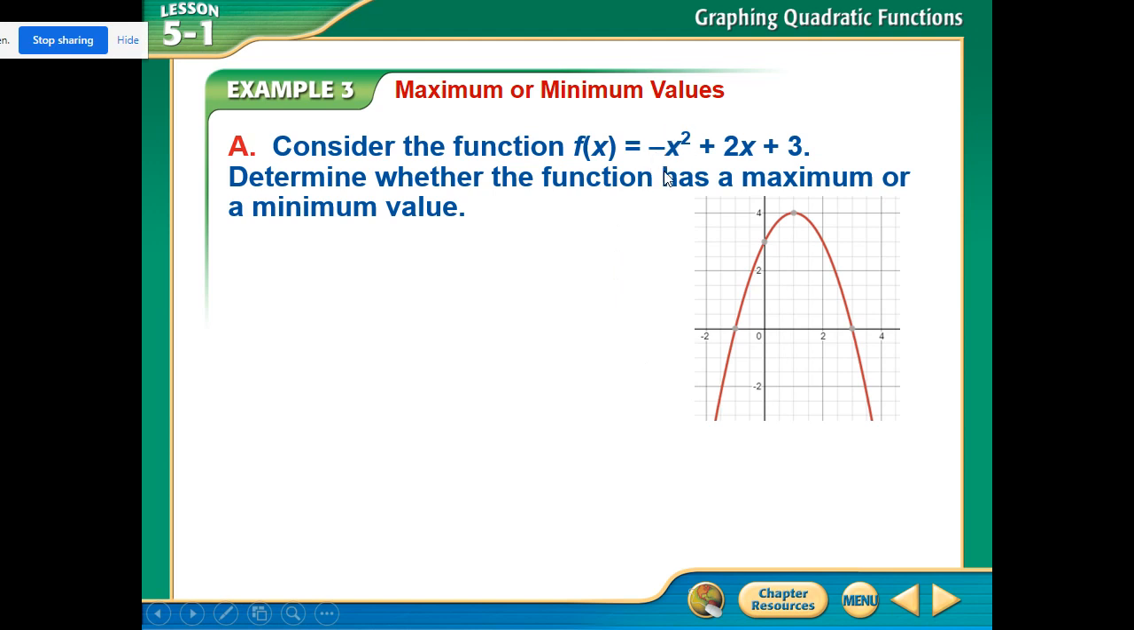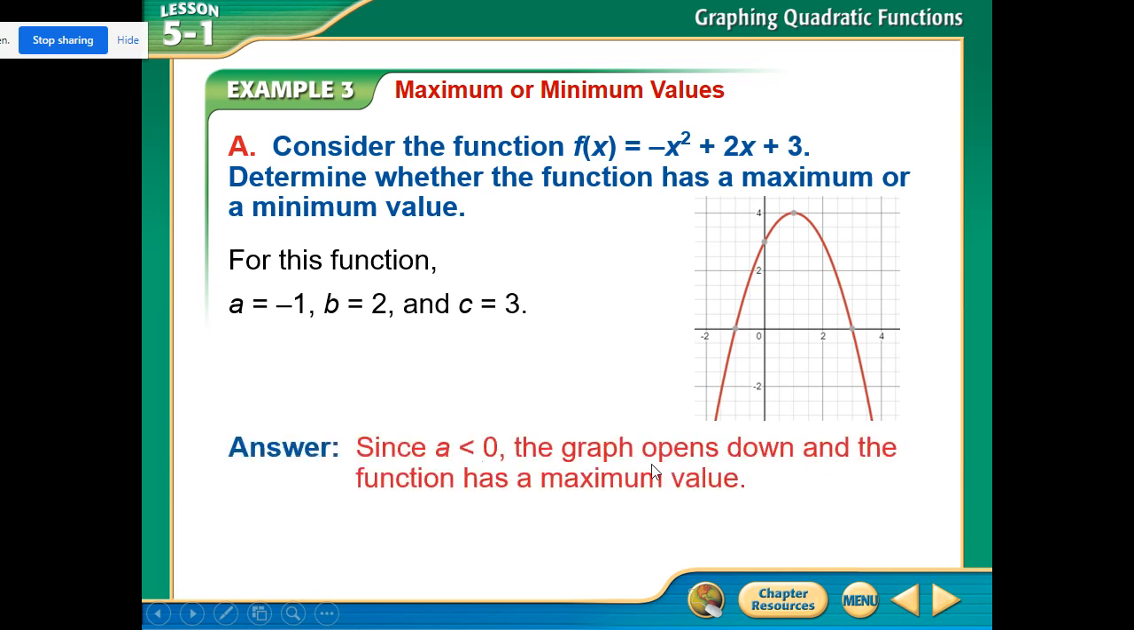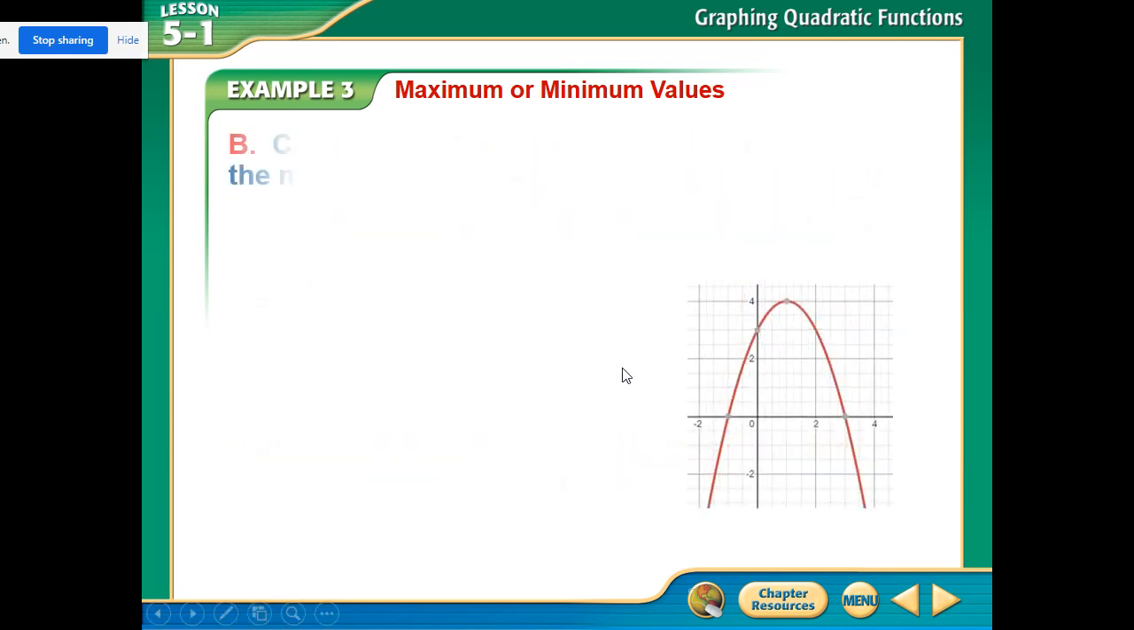All right, determine whether this function has a maximum or a minimum value. Now, if we look at this -1 here, we know that it opens down. And I added the graph here just so that we can look at it because it's really easy to just graph it. But that negative would tell us that it opens down. And if it opens down, we're going to have a value on top. So that would be my maximum. So for this function, a is -1, and since it's -1, we know that it opens down.